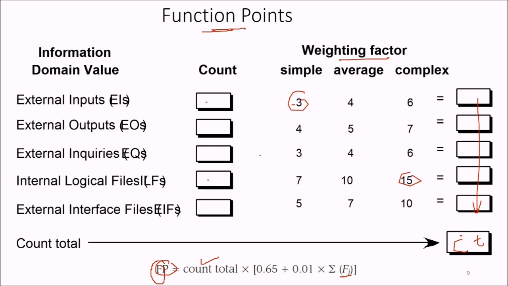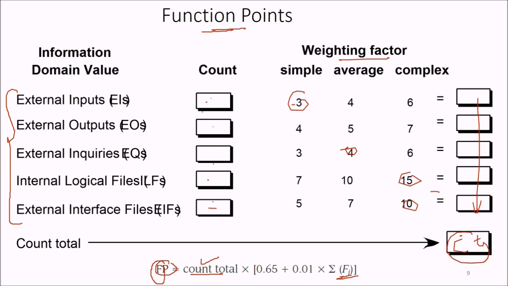We want to find out the function point metric. In this, we are interested in these 5 information domain values. We give the count number and multiply it with the appropriate weight. If you say this is simple, I will multiply with the simple weight. If the average inquiries value is average for me, I'll multiply it with 4. Or if my external interface files are really important and really complex, I'll multiply this value with 10, and the value will be written here. I'll take the addition and keep it here. Once I have it, I know that we have an empirical relationship of 0.65 plus 0.01 into sigma Fi.